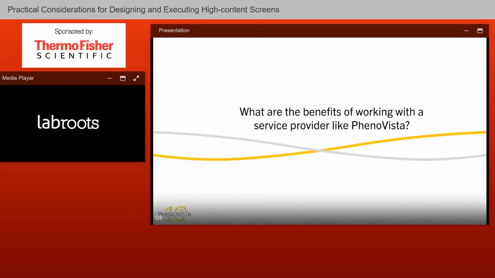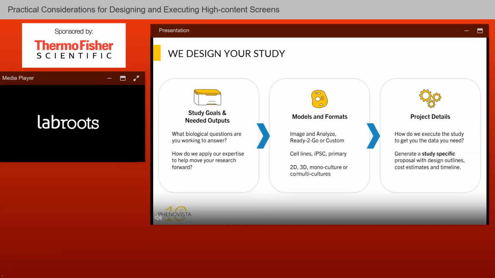What we do at Finavista is combine human cell biology with high content analysis to answer questions for our clients in the drug discovery space. We figure out their study goals and the outputs they're interested in, help them select the models and formats that have the best chance of answering those questions, and then put together a project and a study design with timelines and cost estimates.